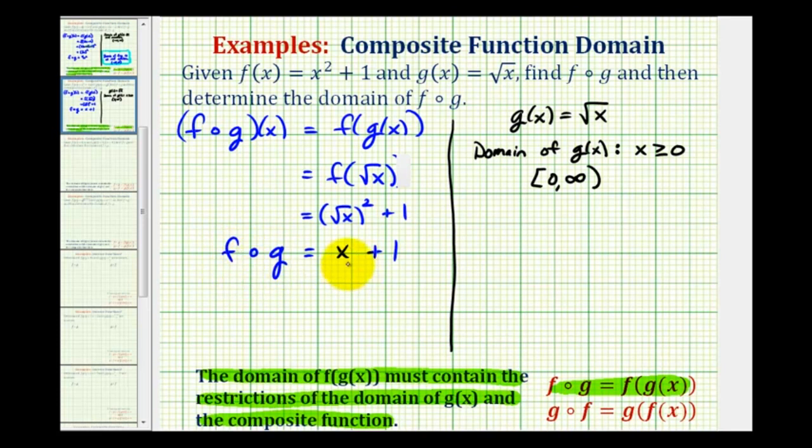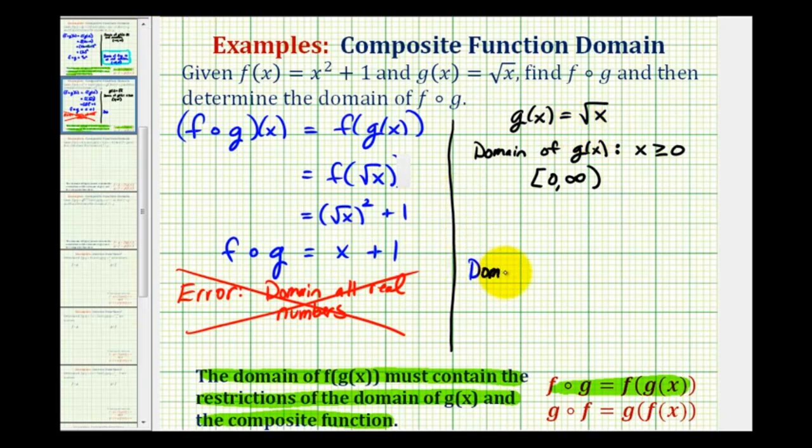is equal to the linear function x plus 1, which if this was not a composite function, the domain would be all real numbers, but this would be an error because the domain of our composite function must also contain the restrictions of the domain of the inner function g of x. So here's an example of where the domain of our composite function is the same as the domain of the inner function. In this case, x is greater than or equal to 0.